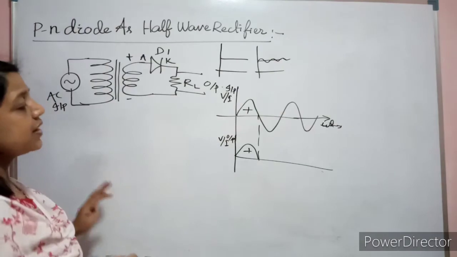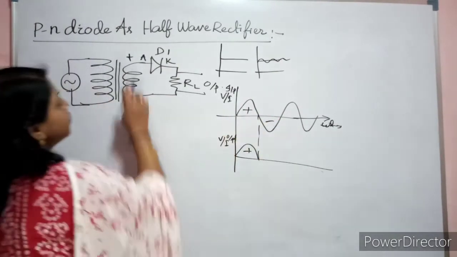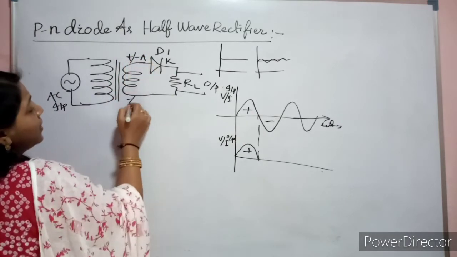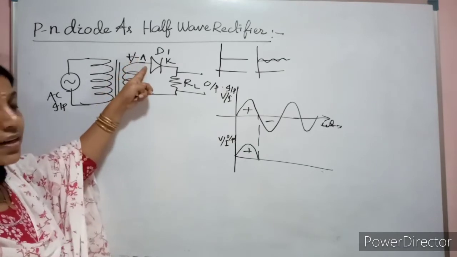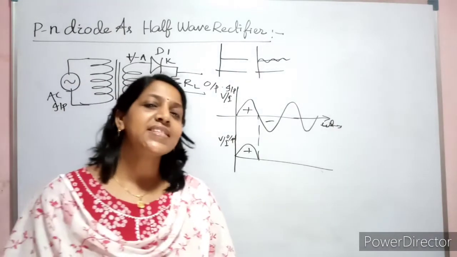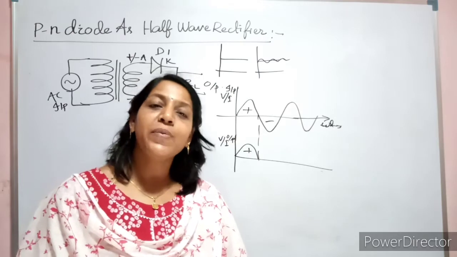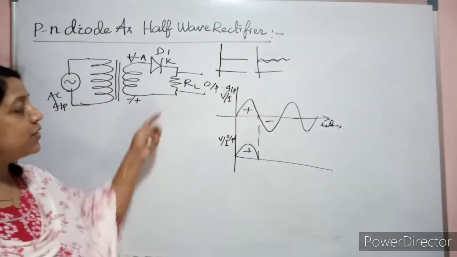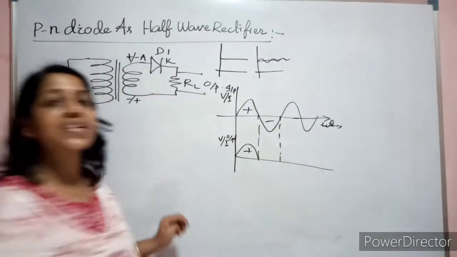Now when the negative half of the AC input comes, this terminal becomes negative and that one becomes positive. The negative is connected to the anode and the positive is connected to the cathode, so obviously your diode is reverse biased. When the diode is reverse biased, it acts as an open switch. So whatever input you give will not appear across the output. Nothing is present here.